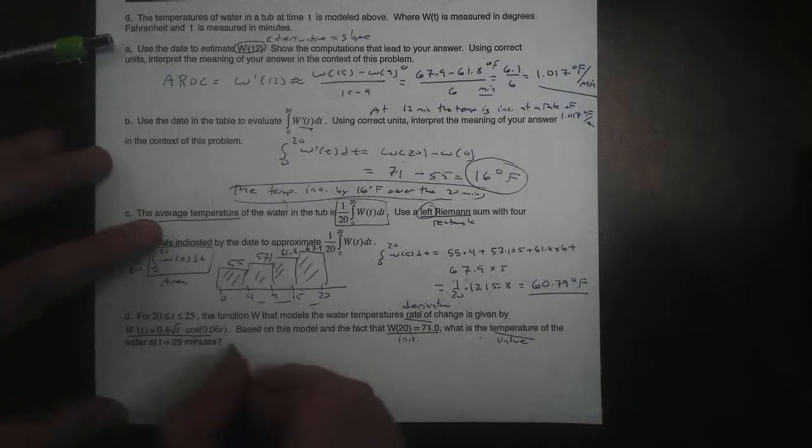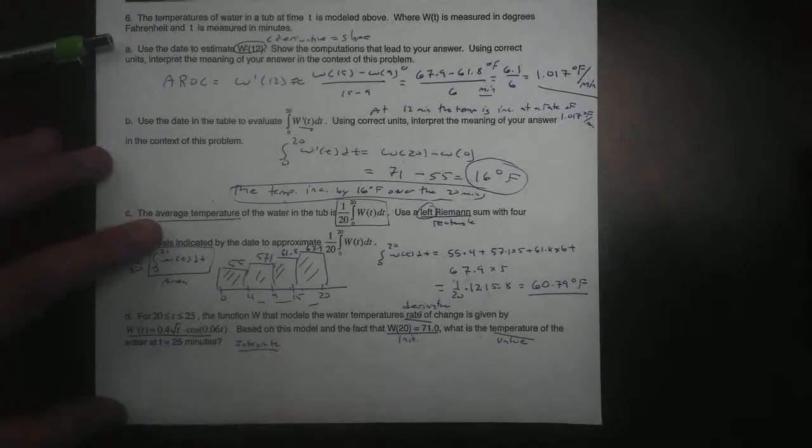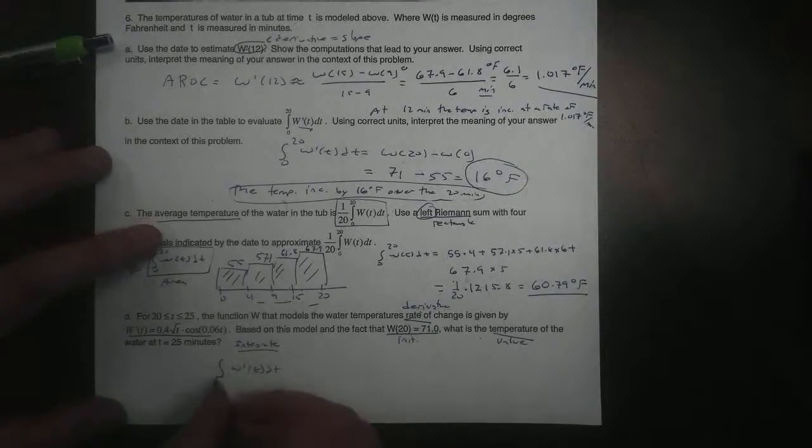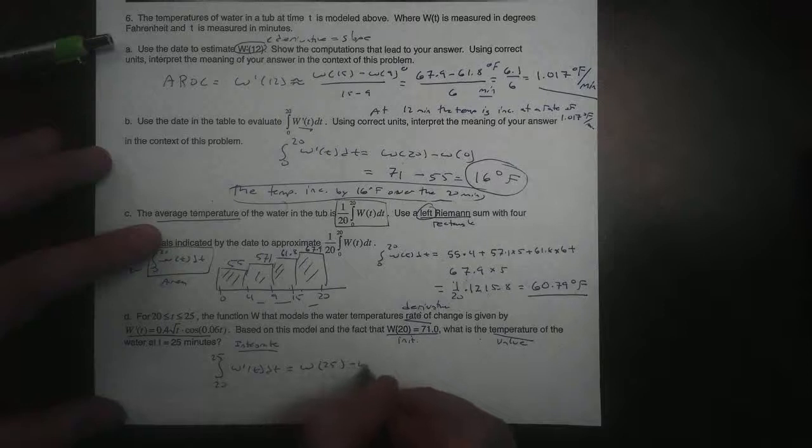This is an integral. We're going to integrate. This is just a straightforward FTC. I put my W prime of t dt. Now, I'm starting at 20 and I'm going to 25 minutes. Well, this is going to equal the temperature at 25 minutes minus the temperature at 20 minutes.